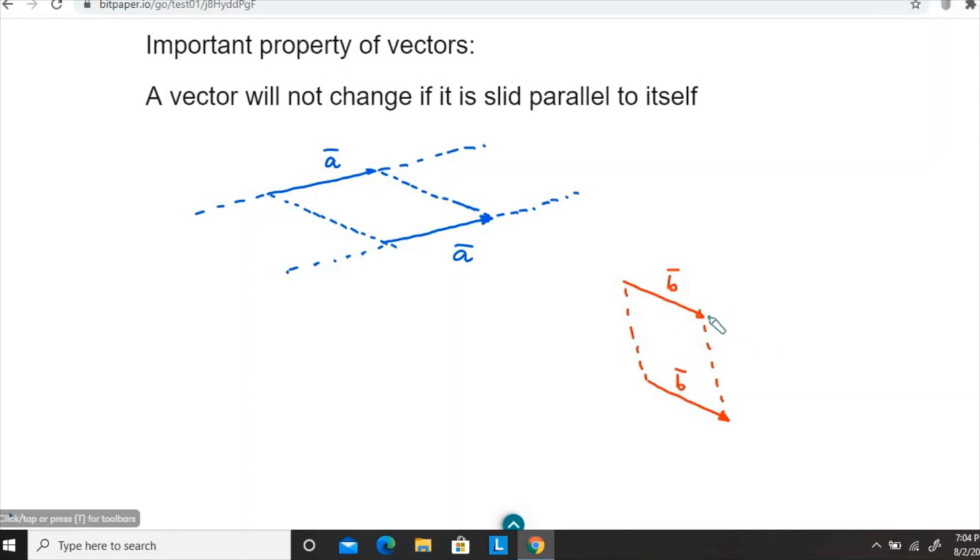Another position, let's say that I'm going to slide the vector like this, to this position. And again, it's the same vector. So keep in mind this very important property of vectors. A vector will not change if it is slid parallel to itself. So keep this in mind. This is going to be important when we talk about vector sums.